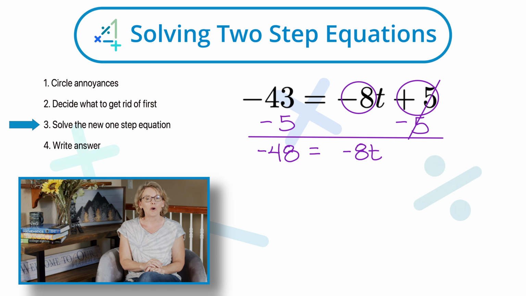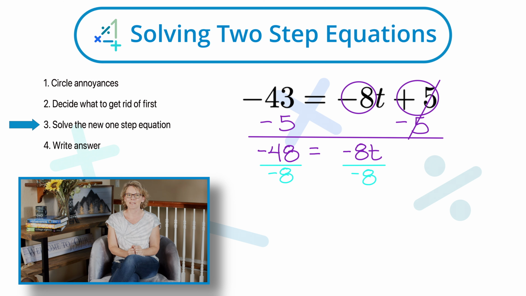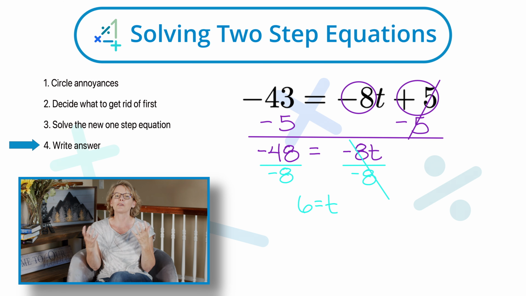Notice that I don't change the sign when I divide. Write lines with negative 8 underneath, like this. Negative 48 divided by negative 8 is positive 6. I'll write it under that. On the other side, slash negative 8 over negative 8 because it equals 1, leaving 1t on this side for an answer of 6 equals t. Hooray! Sit back, smile, and admire the awesome algebra work that you've done.